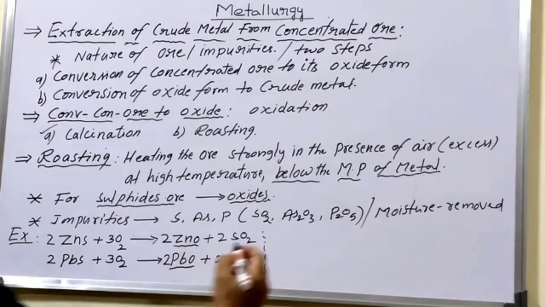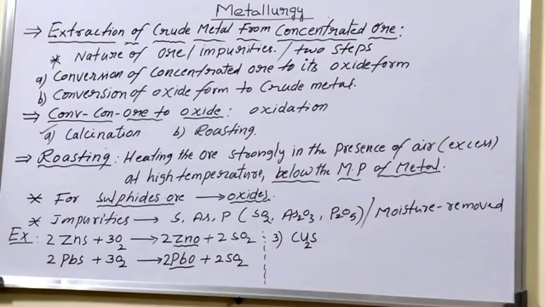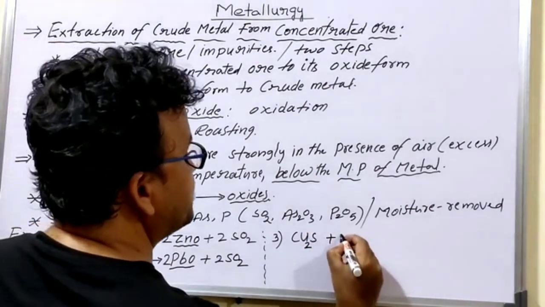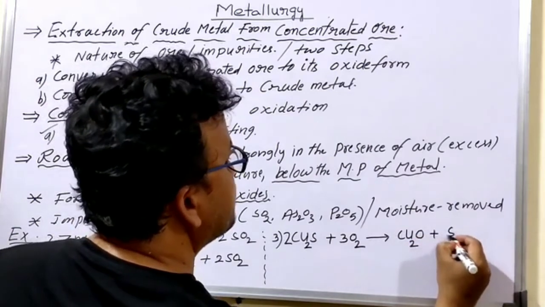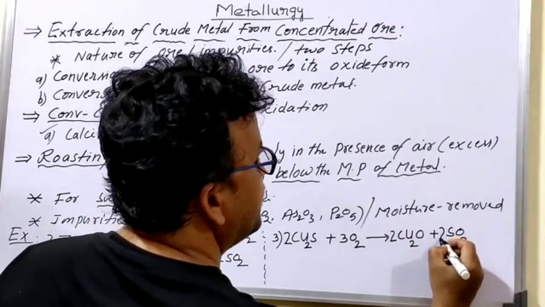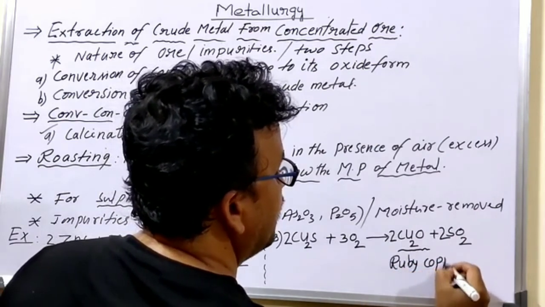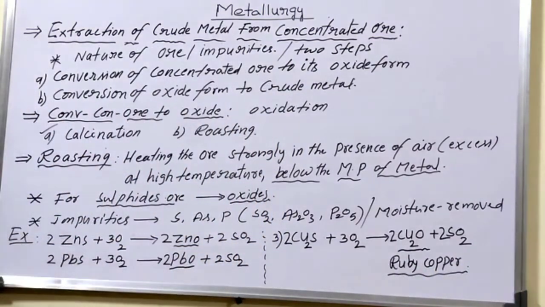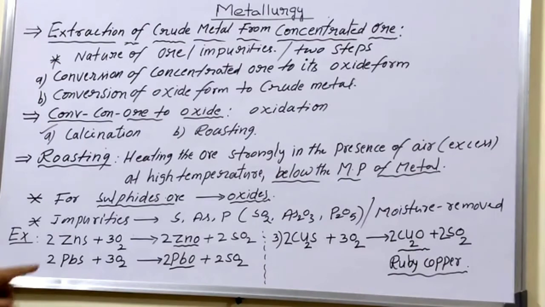Similarly, I am taking one more, copper sulfide. This copper sulfide, heated in the presence of oxygen, gives copper oxide plus sulfur dioxide. You know very well, this we call ruby copper. Remember this. Which copper ore is known as ruby copper? Cu2S. Like this, in roasting, sulfide ores are converted into oxide ores.